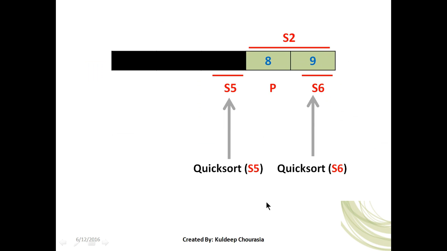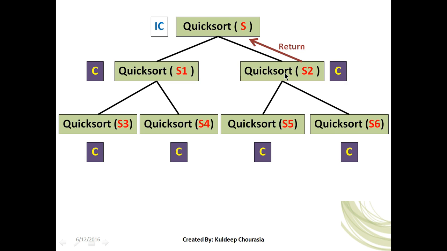So I have completed Quicksort S5 and Quicksort S6. Here you can see that I have highlighted the element 9 with green color, which shows that now the position of this element is fixed and it will not move. So I have completed Quicksort S5 and Quicksort S6. So this task Quicksort S2 is now complete.